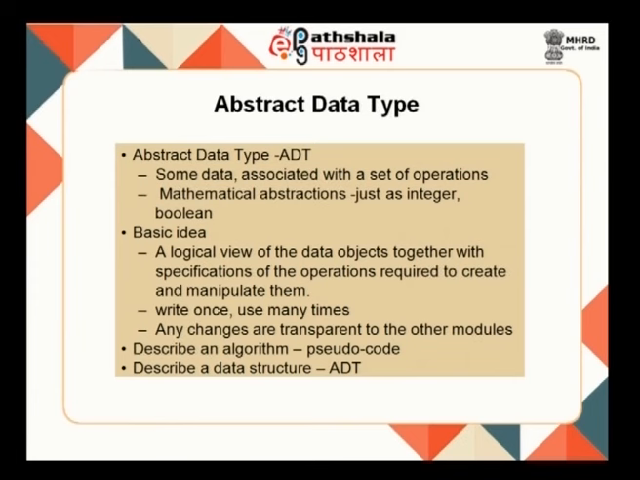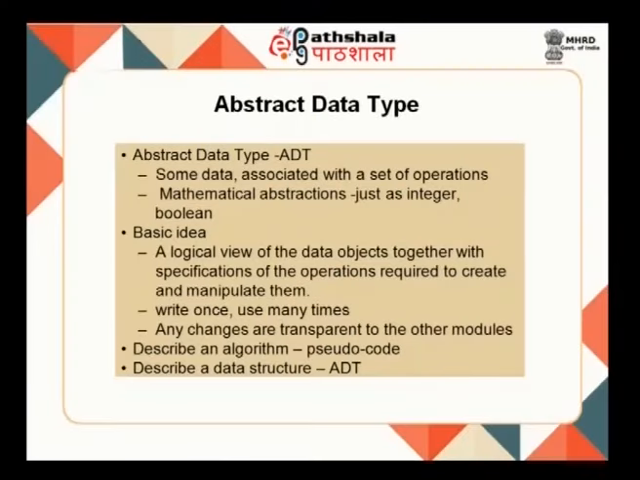So, the mathematical abstractions available in programming are integer, boolean. You know in a boolean you can only get true and false values, and associated with boolean you have some operations, integer you have some operations. These are built in data types as they are called. The basic idea is a logical view of the data objects together with specifications of the operations required to create and manipulate them. So, you write once what is the data type and what are the operations associated with it, and you use it as many times as possible.